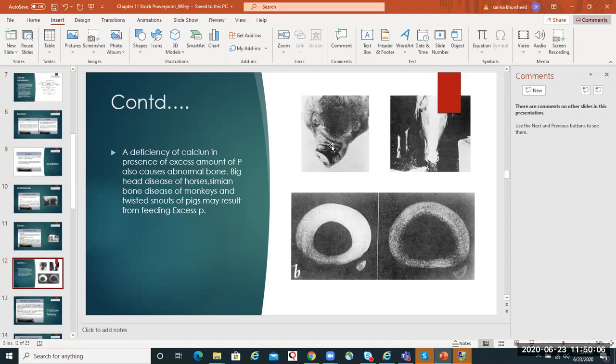Also, you can see here a pig with a distorted snout that's caused by the nutritional secondary hyperparathyroidism that was induced by a dietary calcium phosphorus imbalance. That means even though there is deficiency of calcium, but excess amount of P, that's the calcium phosphorus ratio, that results in the distorted snout of a pig because of the nutritional secondary hyperparathyroidism.